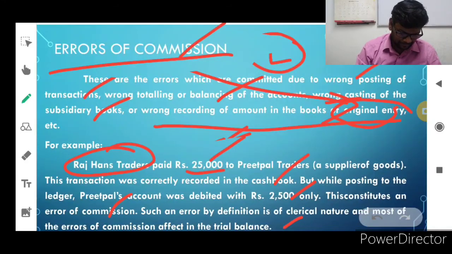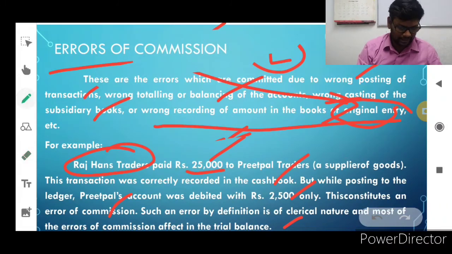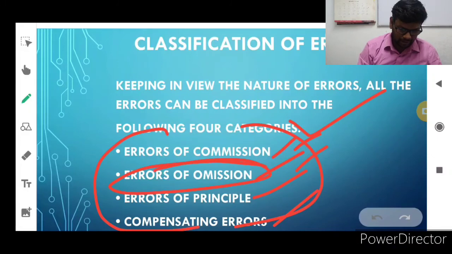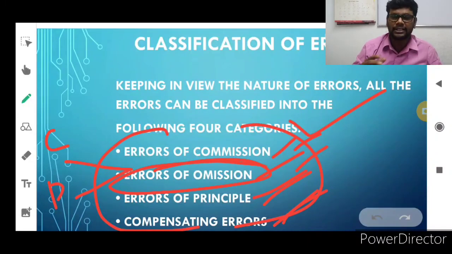And the next one, errors of commission. Errors of commission are errors we commit, for example instead of writing 1000 rupees, writing 10,000 rupees. It is an error of commission. I hope you understood all these four errors: errors of commission, errors of omission, in which there are complete omission and partial omission, errors of principle, and compensating errors.